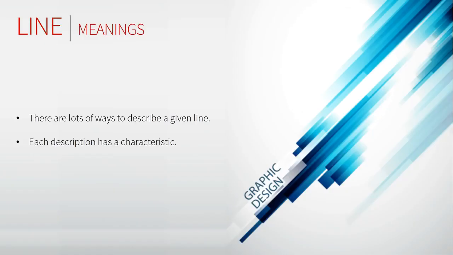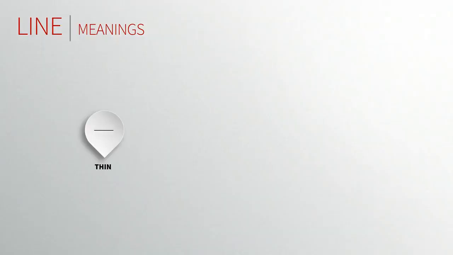So, the next thing then is our line meanings, because there are lots of ways to describe a given line and each one has its own characteristic as well. So we need to understand as designers, what do these characteristics mean and what do they communicate? So let's take a look. The first one we look at are thin lines, pretty straightforward.